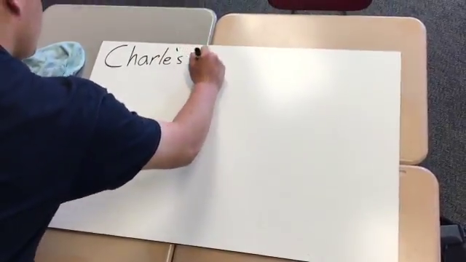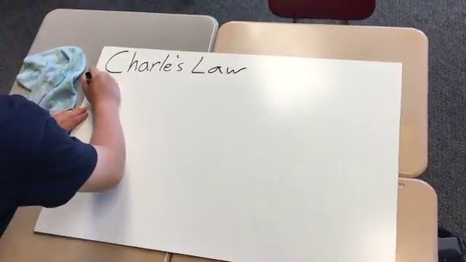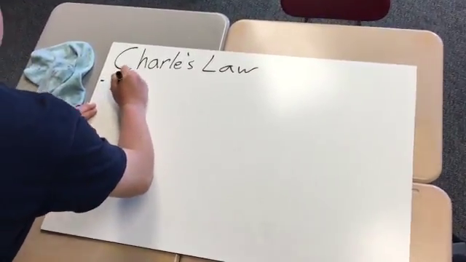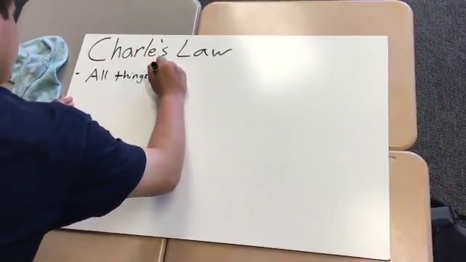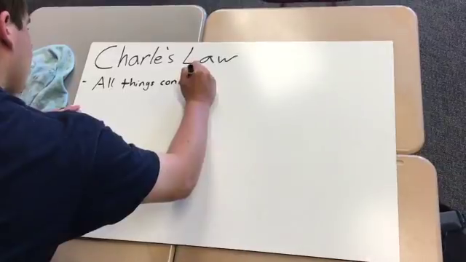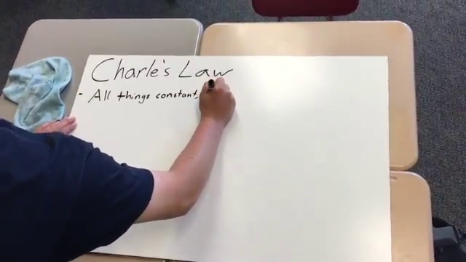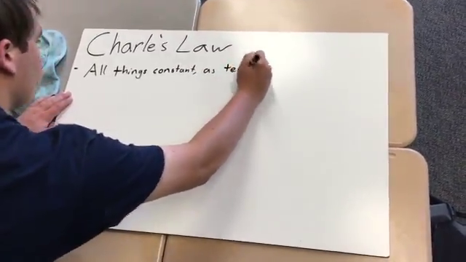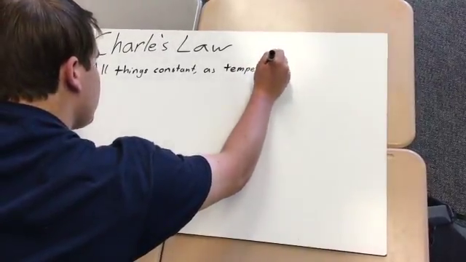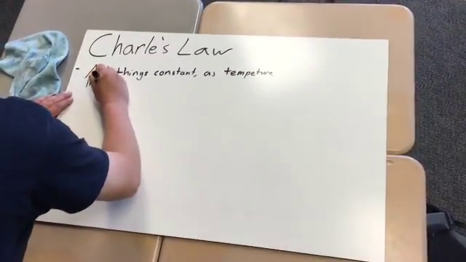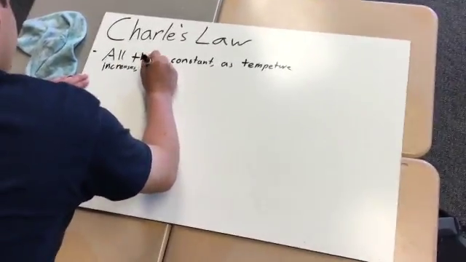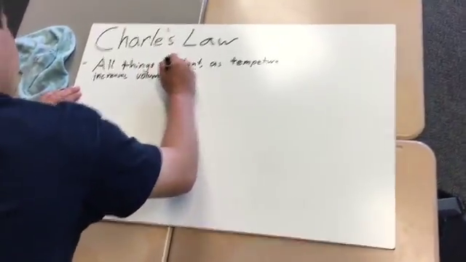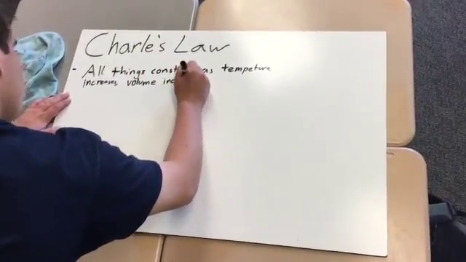For the next law, we have Charles's law. The law states as you increase temperature, volume should increase. And as you decrease temperature, volume should decrease. This makes sense because as you decrease temperature, the molecules are moving slower, so they won't want to expand as much. Thus, the volume will be reduced.